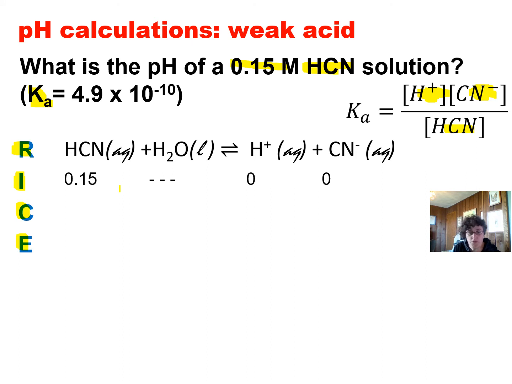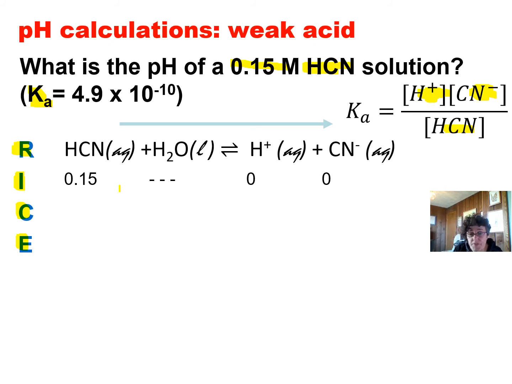If Q is too small, or if Q is too big, or if Q is equal to K, then you know in which direction it's going. But it doesn't take rocket science to figure out that no matter how small Ka is, it's not 0. So by the time you reach equilibrium, you're going to have a little bit of H plus and a little bit of A minus. So if you start from 0, it can only go up, so the reaction is going to go in that direction. If you calculate Q, it's going to be 0 divided by 0.15, so it's going to be 0. So for sure it's too small. The reaction needs to move towards the products.